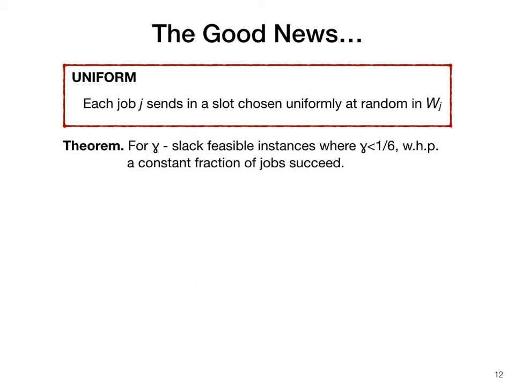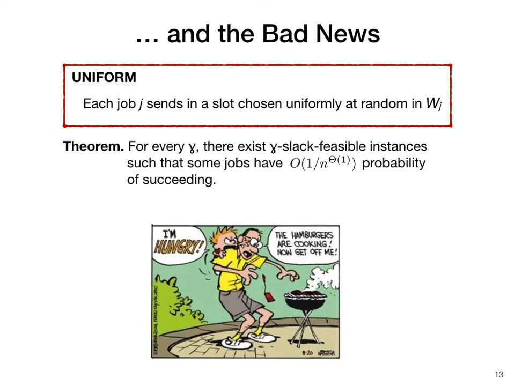So back to uniform. To give you the good news first, for constant slack feasible instances where gamma is a sufficiently small constant, a constant fraction of jobs will succeed with high probability in n. This is great news. Unfortunately, there is bad news, which is that there are jobs that have probability of success which is polynomially small in n. In other words, there are some jobs that will starve.